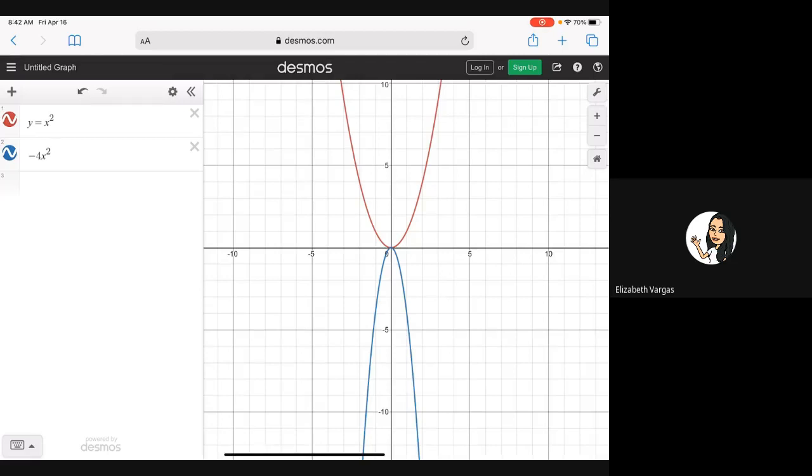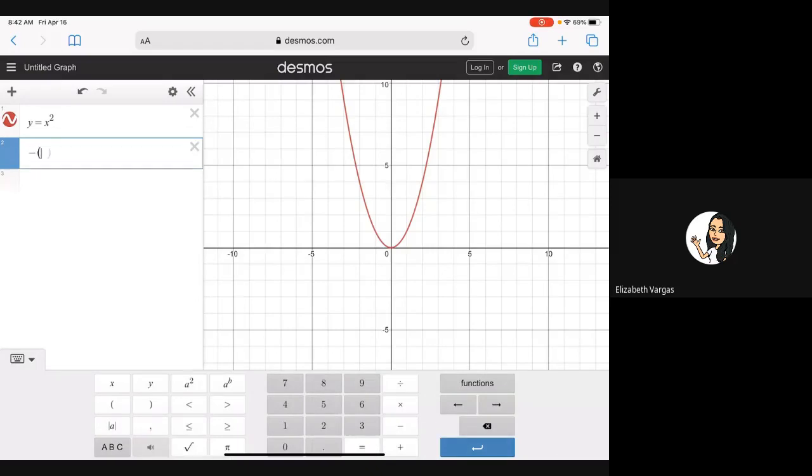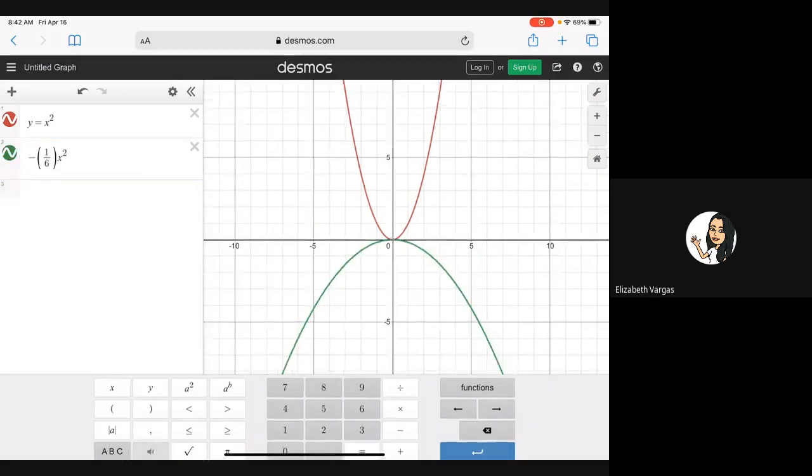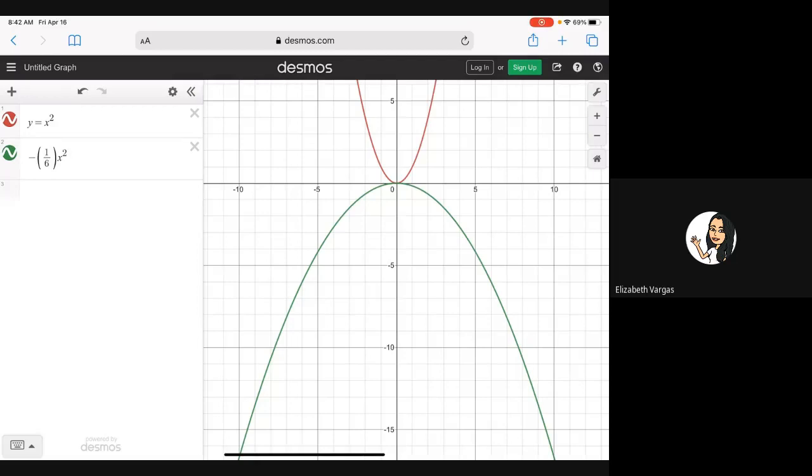But then what if we have a being greater than negative 1, but also less than 0? Then say that is where we have our example, I'll do negative 1 over 6 x squared. What happens if our value of a is that small? Then it is still flipped, but what you'll see is it's actually widened. It's not vertically stretched, it's actually vertically widened. Okay?